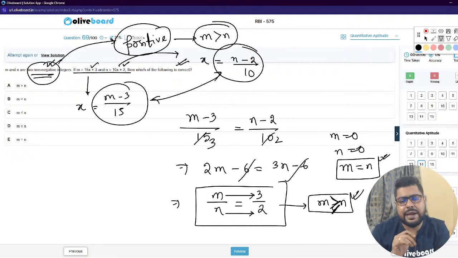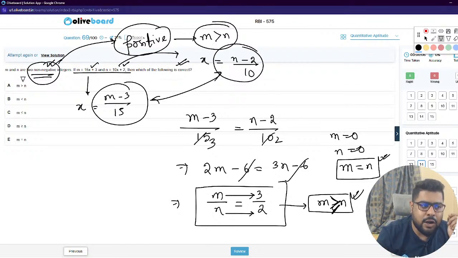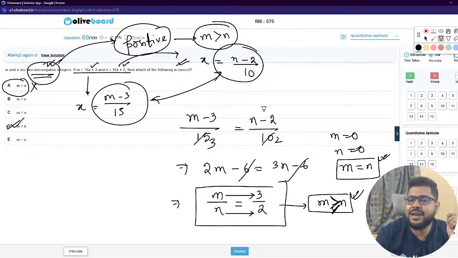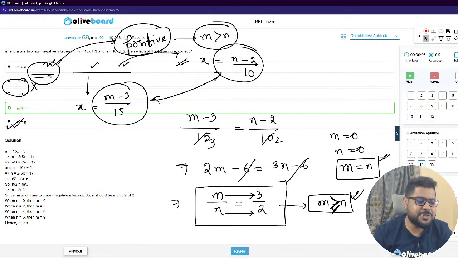0 is neither negative nor positive. It is like the point, like kind of an intersection, right? So you should not mark this. You should mark this because both are there in the option. You mark this, you lose your question. You lose your marks. Very, very, very subtle but very important distinction. Non-negative and positive. Okay.